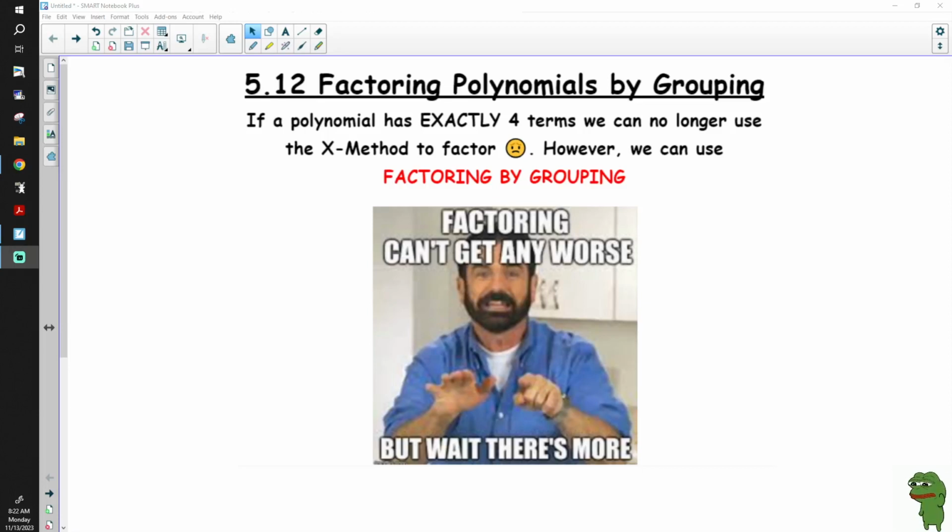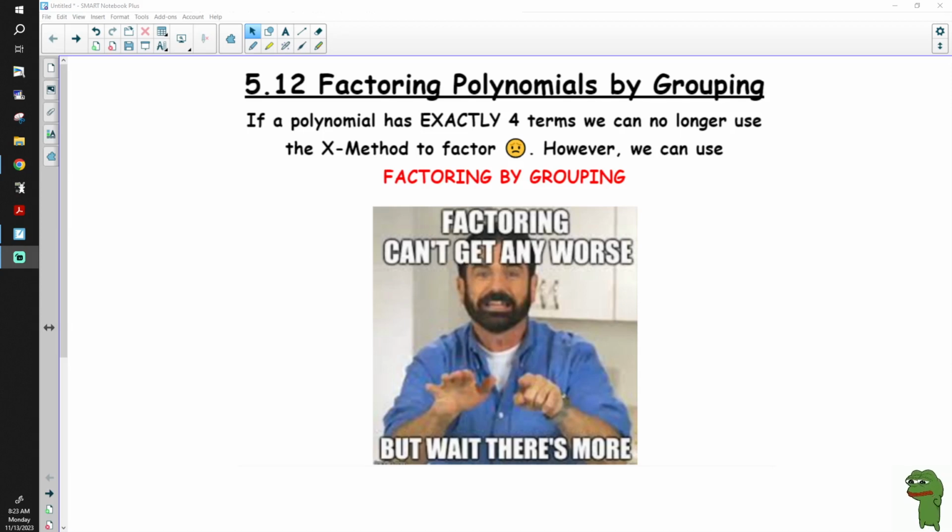This is still chapter 5, section 1. It's kind of like the second part, so 5.12. We are going to be factoring using a method called grouping. Factoring by grouping is used specifically when a polynomial has exactly 4 terms.